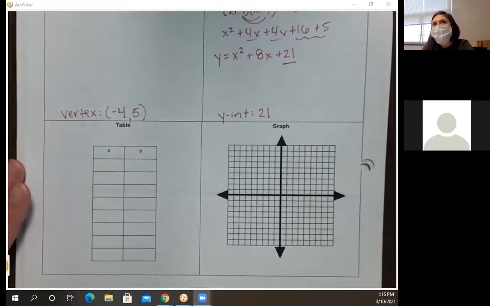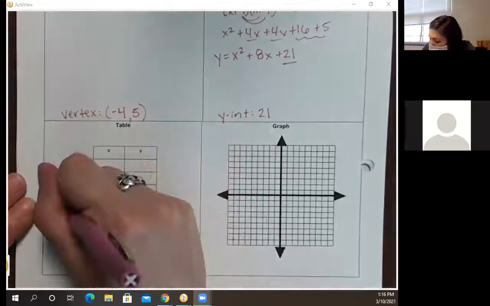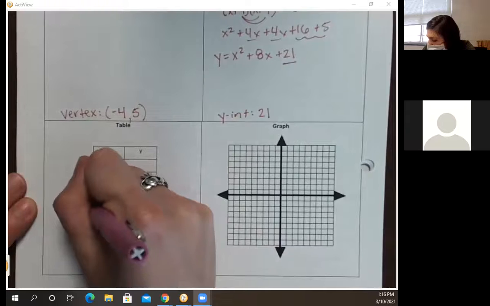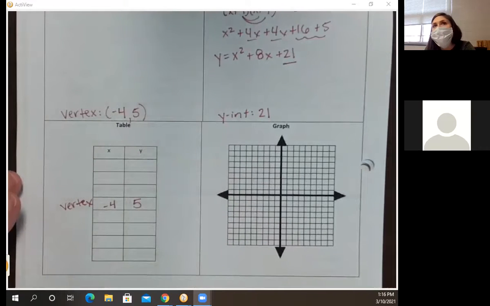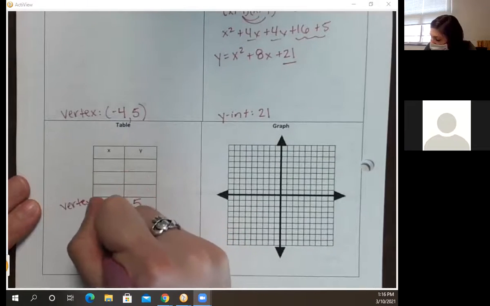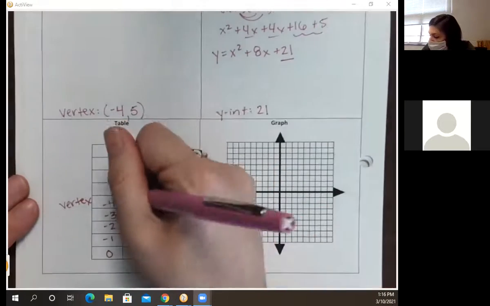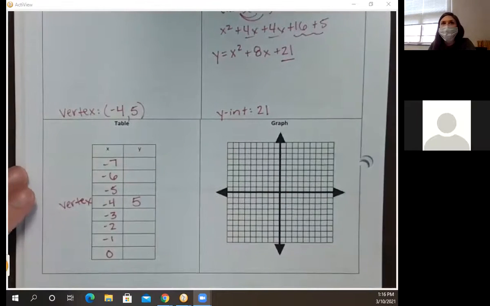I'm going to be a little strategic about the values that I pick for x and how I organize my table. And I'll talk more about y here in just a minute. But I'm going to put my vertex towards the middle of my table. I'm going to put my vertex, which is -4, 5, towards the middle of my table. And then I'm going to pick x values around my vertex x value. So if I go bigger, that would be -3, -2, -1, 0. If I go smaller, that'd be -5, -6, -7.